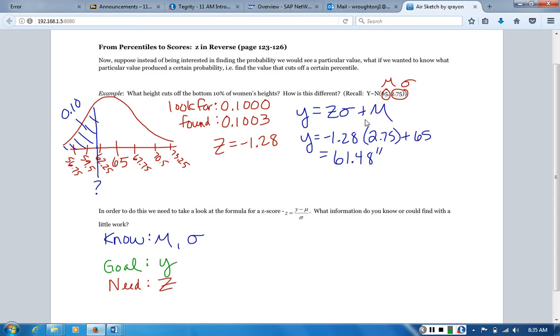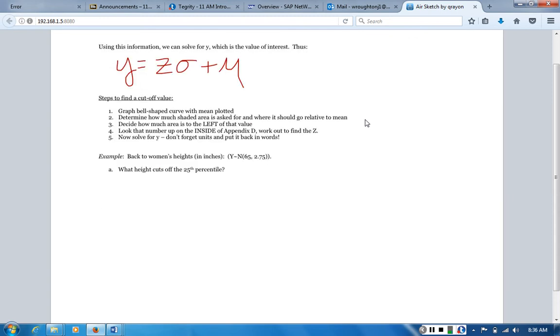So what this number actually means, right, our last thing is interpretation. So 10% of women are shorter than 61.48 inches. All right, so as you can see from this example, the main work here is in finding the z, so we're going to do a few more, of course, to practice this as well.